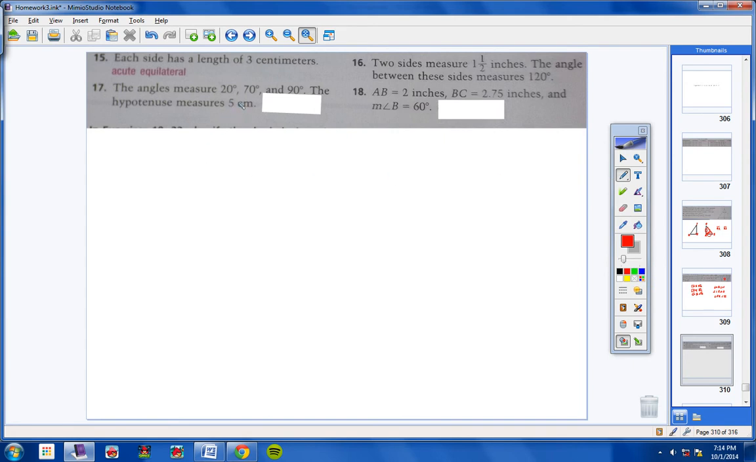Alright, number 17. The angles are 20, 70, and 90. So I'm going to go ahead and try to draw 20 degrees here. That's 45, so 20 is about like this. That'd be 20. And then I've got to draw 90 degrees, so 90. And that looks like that's about 70 right there. So we're going to call this 20, we're going to call this 90, and we're going to call this 70, okay? Now, first of all, if I ask you to classify this triangle based on angles, we would call this a right triangle.